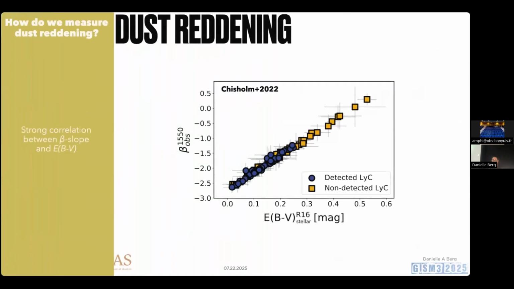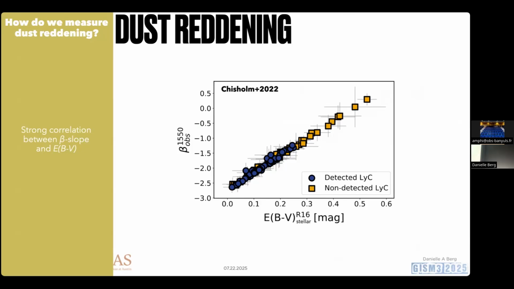Okay. How do we measure dust? Well, in the UV, we can do that by measuring the slope of the continuum, what we call the beta slope, usually measured around 1550 angstroms. And then this is compared to the stellar E(B-V) value, so the overall attenuation in the B band minus the V band, which we extrapolate by measuring the stellar continuum and fitting models to it and seeing how much attenuation occurred.